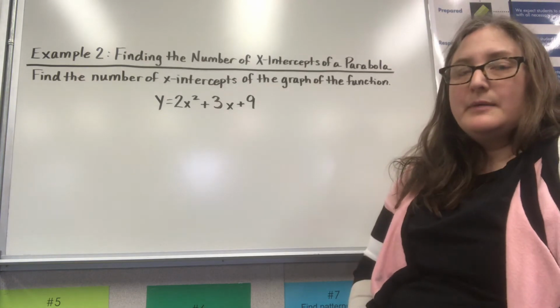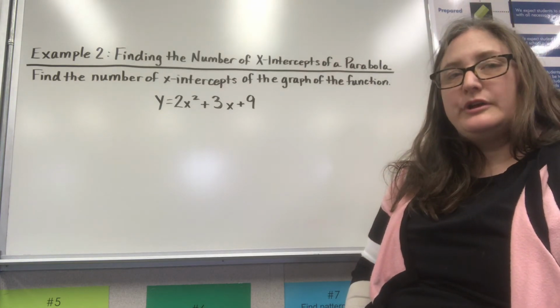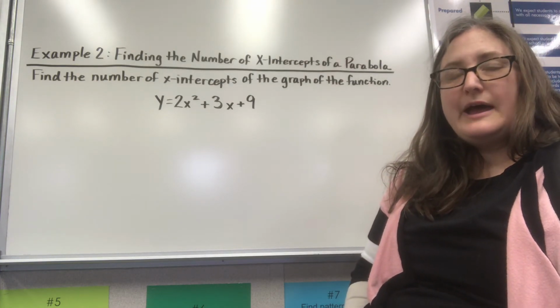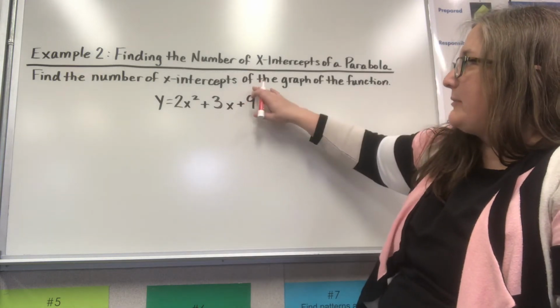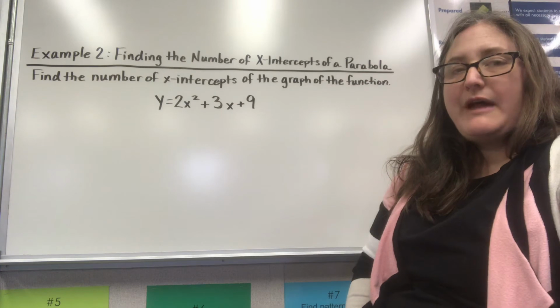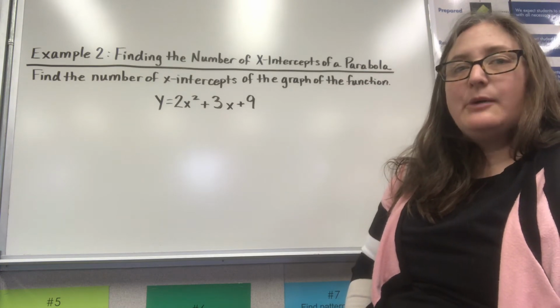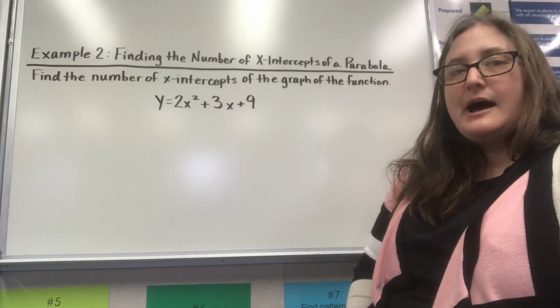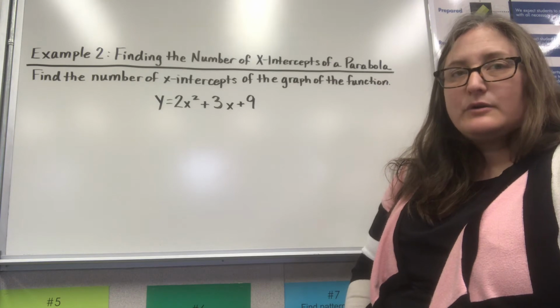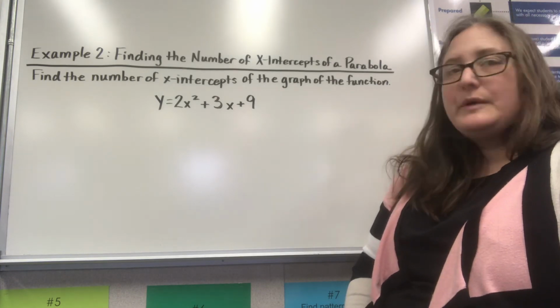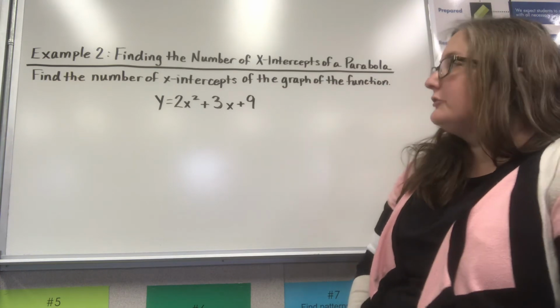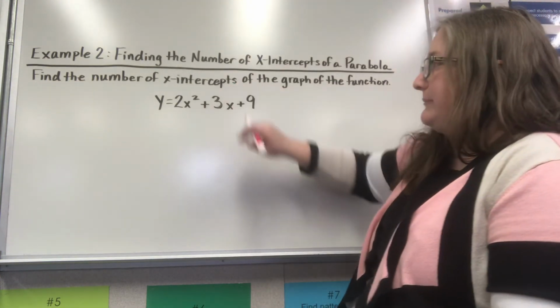Now, when we're finding the number of solutions, those solutions are equivalent to an x-intercept on the graph. So when we're being asked to find the number of x-intercepts on the graph, we're really finding how many solutions there are, how many times the graph of that quadratic equation will pass through the x-axis. So we can still use the discriminant to also find the number of x-intercepts.